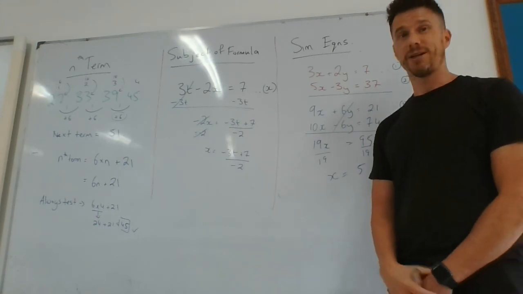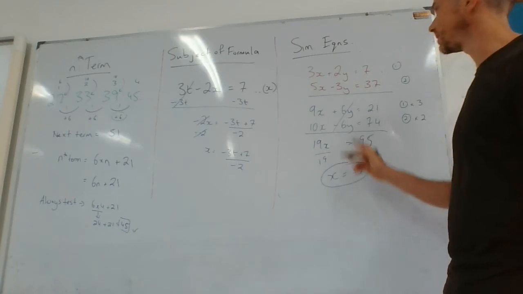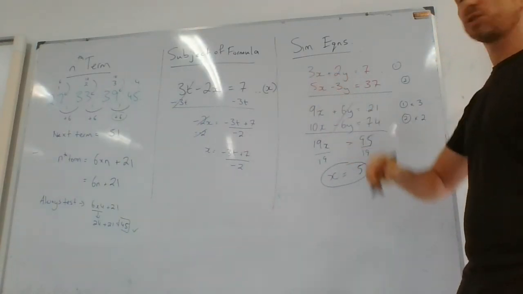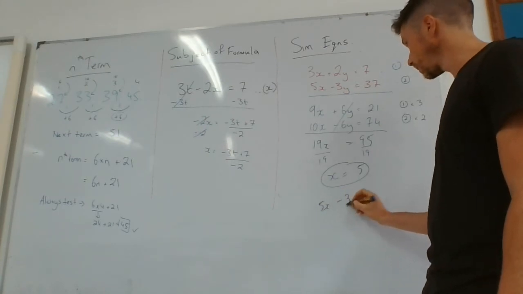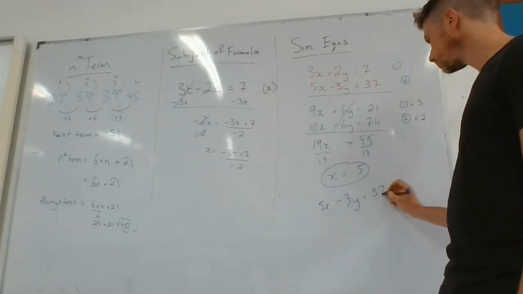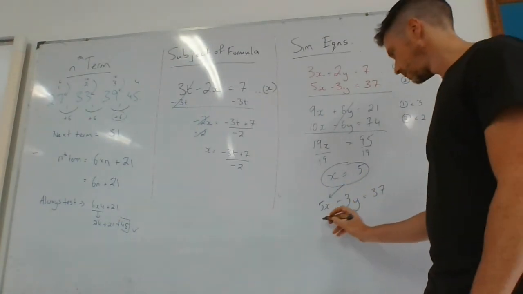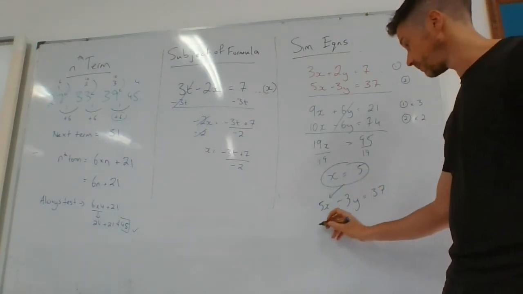Done? No. We need to find y as well. So now I have x. I'm going to take either one of my equations. Just going to use the second one. I'm going to replace x with 5. So instead of 5x, it's now 5 times 5. 5 times 5 is 25.